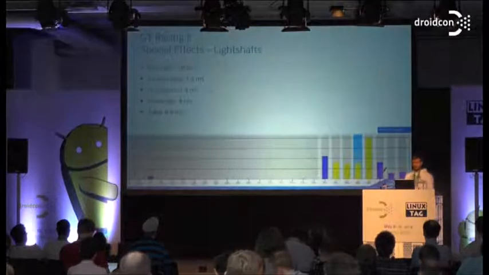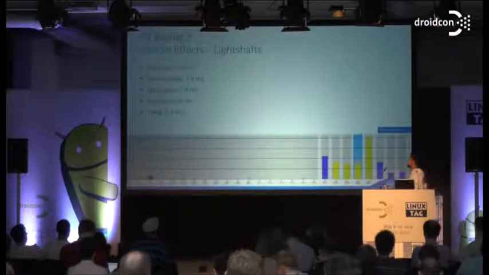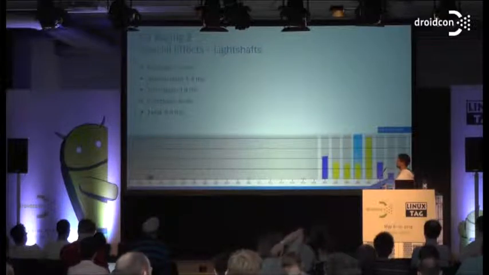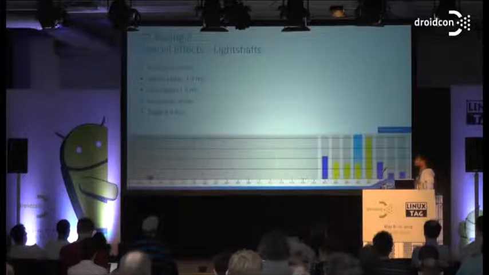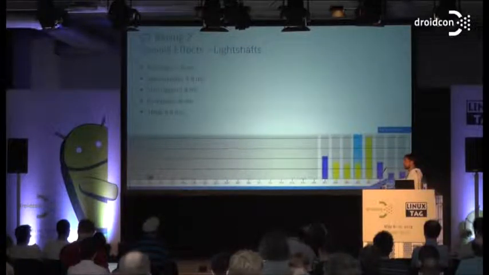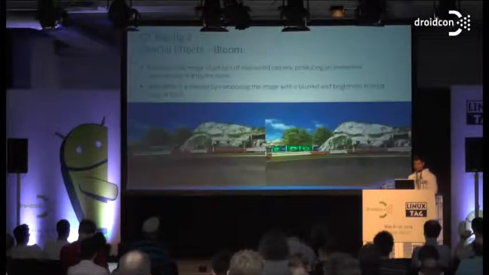And how costly is this entire feature? The first pass, 1.6 milliseconds, the second 1.4, and the overall time needed was 8.4 milliseconds for this entire effect, which is visible whenever there is a sun visible. Coming to the bloom effect.